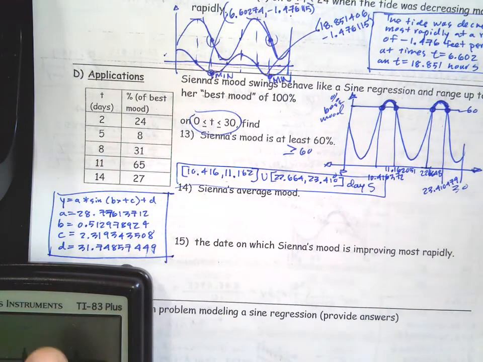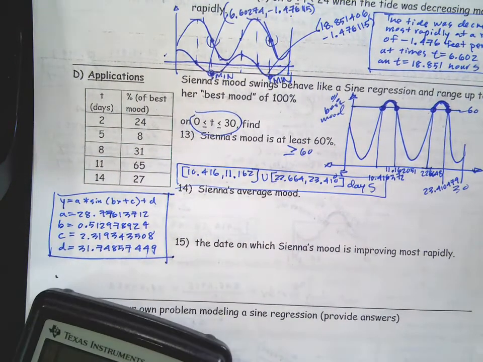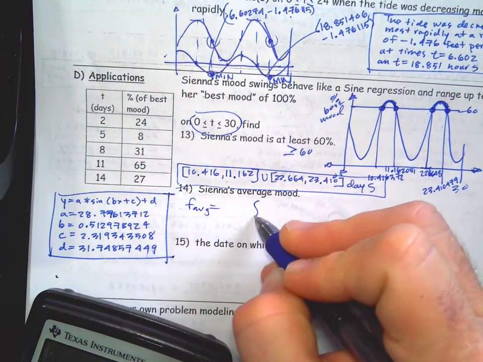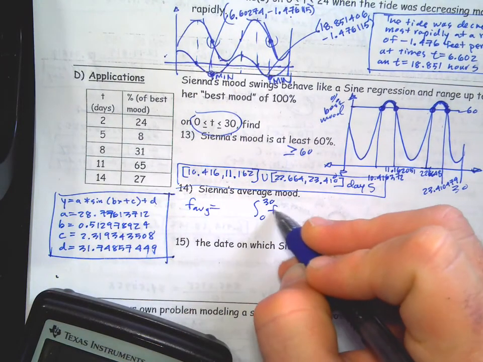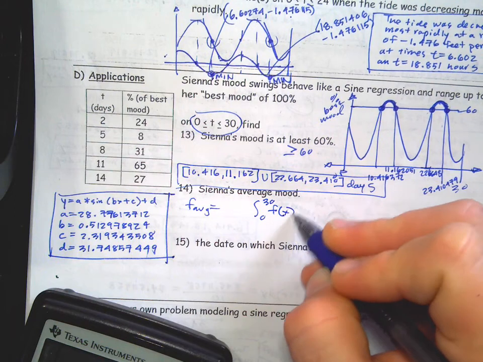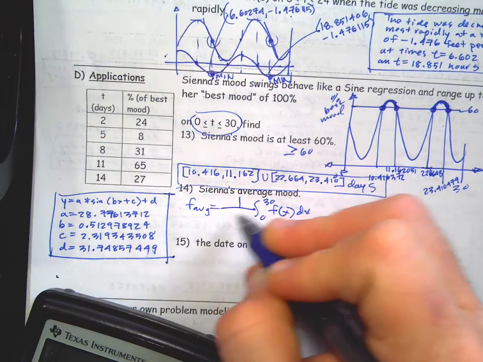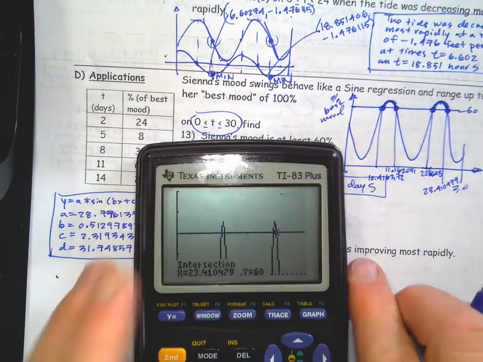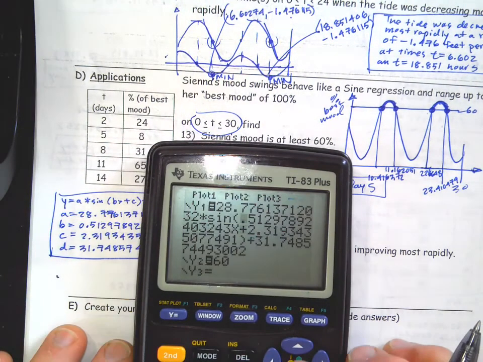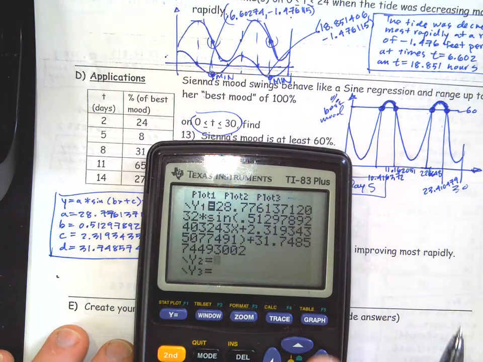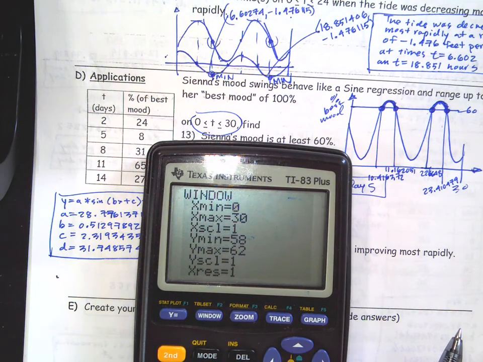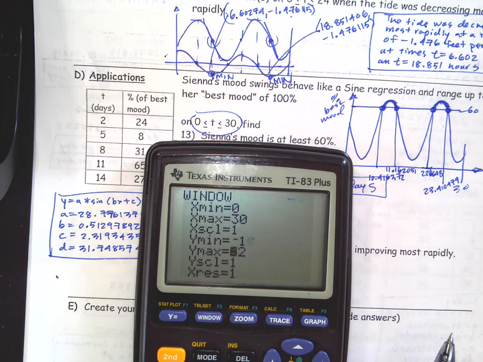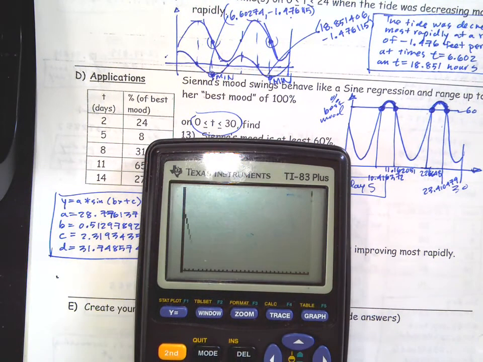Okay. Average, I guess for the whole thing, right? So that's the mean value theorem. We're going to integrate the whole function to get the total percent mood, and then divide by the number of days, or the difference between these limits. So I'm going to go back and get rid of this, go back to window, and maybe do -1 to 70, I think is what we had. Get a nice picture of it again.